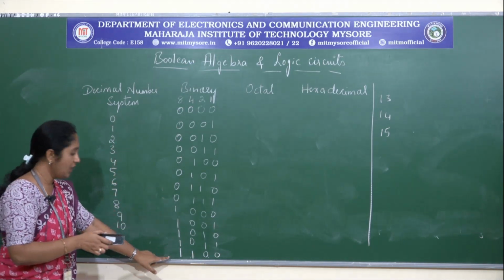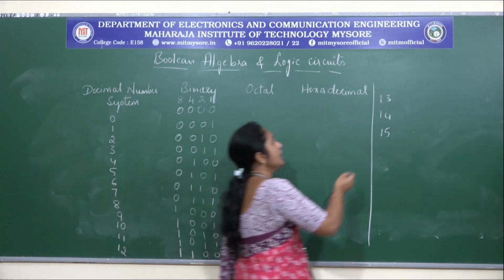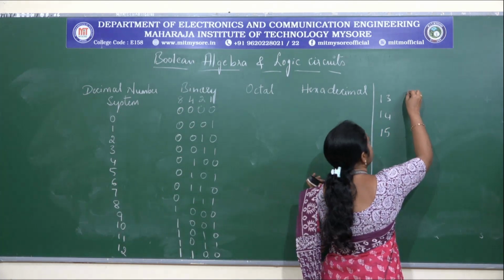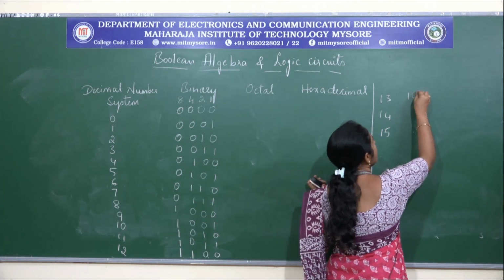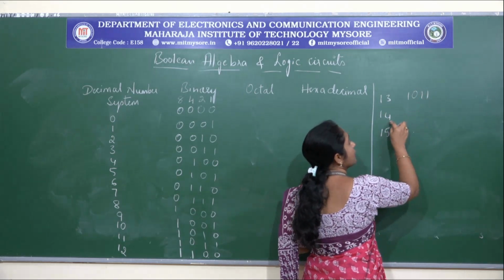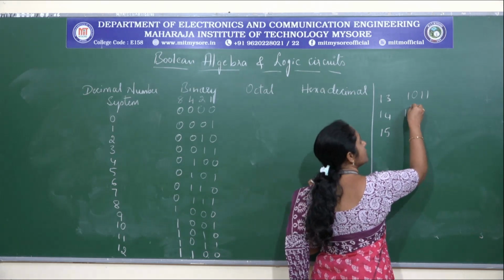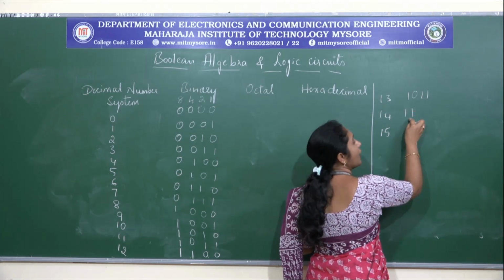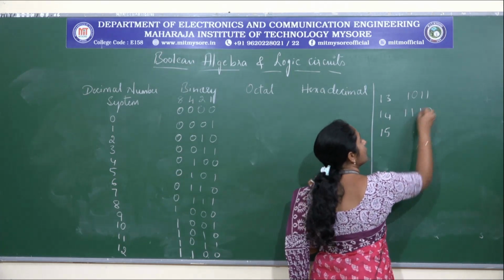Yes. So I have written up to 12. Let me continue here. So binary representation of 13: 13 is 8 plus 4 plus 1. Next 14, 14 is 12 plus 2, 12 is 1 1, 8 plus 4 plus 2 plus 0.